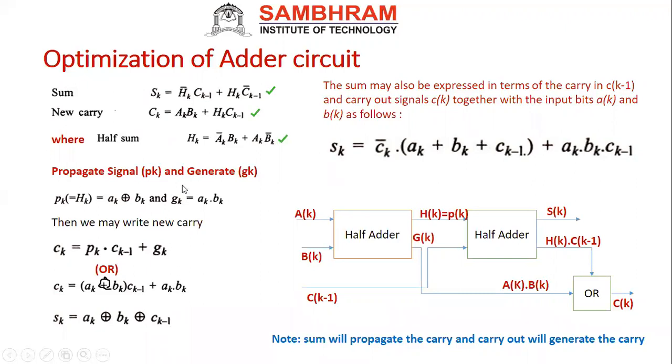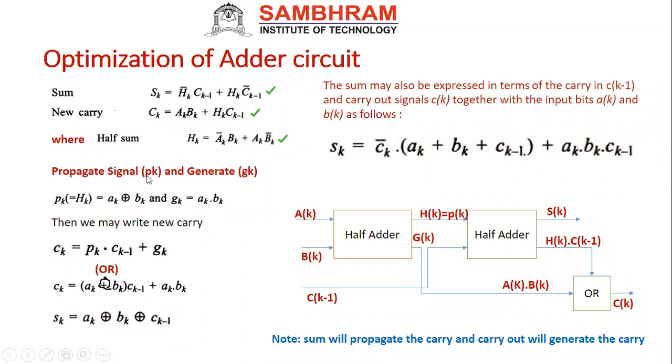Now let us see what the propagate signal and generate signal are. The very important thing is that we have to take the propagation and the generation. The propagate signal means the carry is propagating to the next stage. So for the full adder using 2 half adders, how will the carry propagate? When my inputs are both equal, 0 0 or 1 1, the carry will be propagated. That is why I say h of k is equal to p of k.